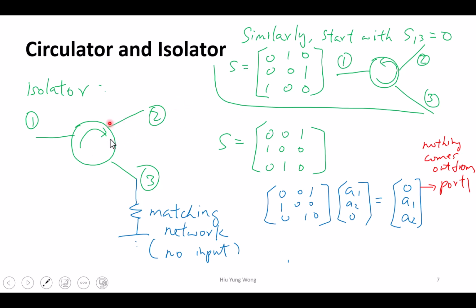And here again, whatever goes into port 1 will go out to port 2. Whatever goes into port 2, what will happen? Where should it go? Should go to port 3. But because port 3 is matched, it's gone. Right? So from our perspective, this is an isolator. I only have signal going from port 1 to port 2. Any signal from port 2 cannot go back to port 1. Make sense?